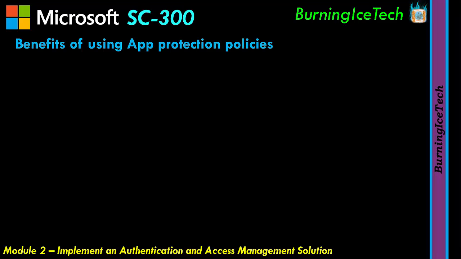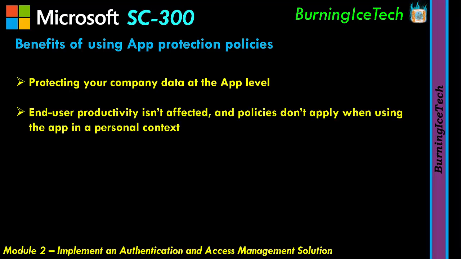Alright, so with that in mind, Microsoft says the benefit of app protection policies is protecting your company data at the app level, not the device level, which is why it's so important that we use these app protection policies. End user productivity isn't affected, and policies don't apply when using the app in a personal context. So the policies are applied only in a work context, which gives you the ability to protect company data without touching personal data. That's pretty nifty these days, considering people like to have their own personal data on devices, and considering that they will be using their own personal devices.